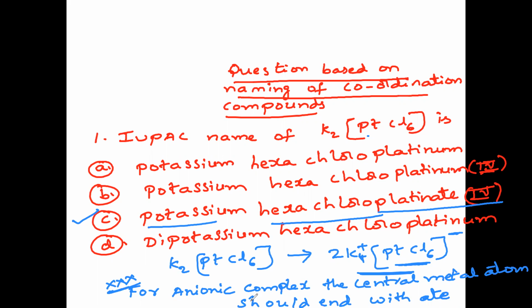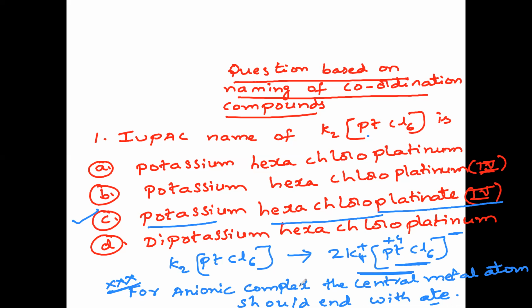So for anionic complex, the central metal atom should end with -ate. As the central metal atom is ending with -ate, we can say it is platinate, and the oxidation state of platinum is +4 here, because 2 plus 4 is 6, and the 6 gets cancelled by 6 Cl minus. So automatically we'll get potassium hexachloroplatinate(IV). Why? Because for anionic complex, the central metal atom should end with -ate.